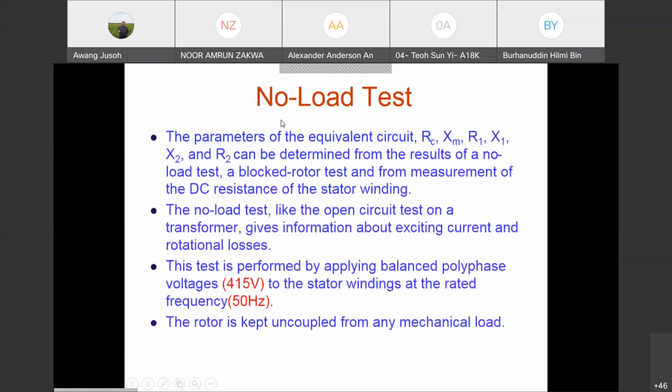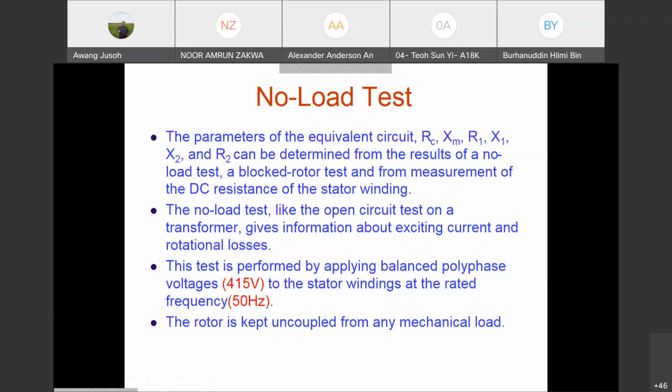So what is a no-load test? In the no-load test, we run our induction motor. We must supply the motor with the rated voltage and rated frequency condition. So you need to apply voltage. For example, normally in Malaysia, we have 415 volt. This is a 3-phase voltage. We need to apply line-to-line 415 volt, and then the frequency is 50 hertz.